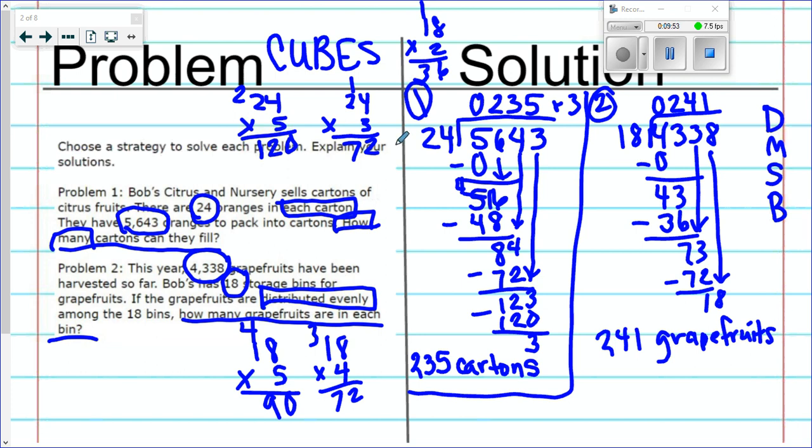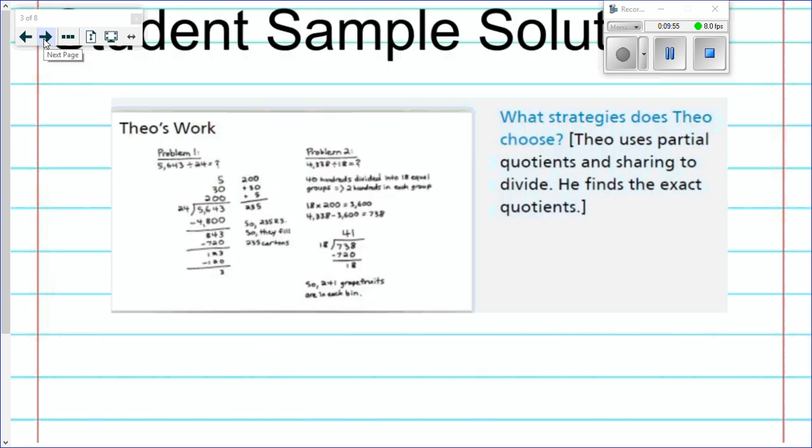Okay, let's move on to looking at the student solutions. The first student solution is Theo's work. And Theo chose to use the partial product strategy to find the quotient, the answers to his division problems. You can take a look at that. You can see that Theo got the same answer that we did for both of the problems, but he did use that different strategy.